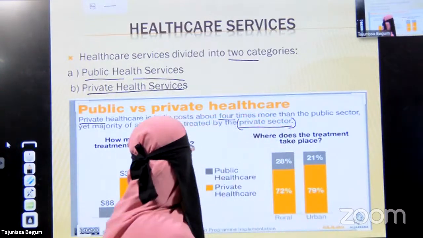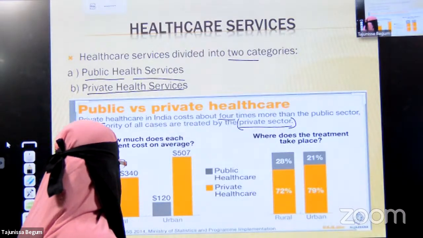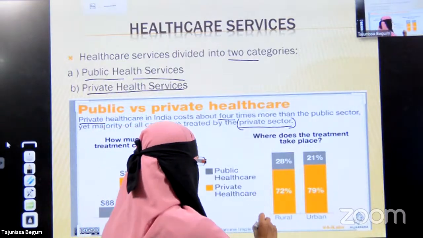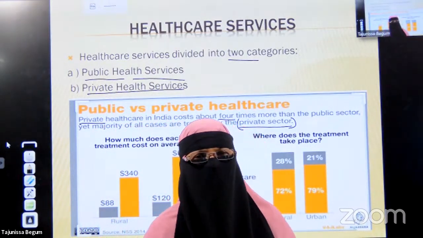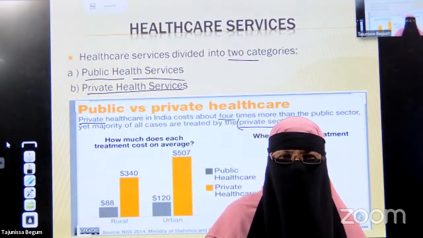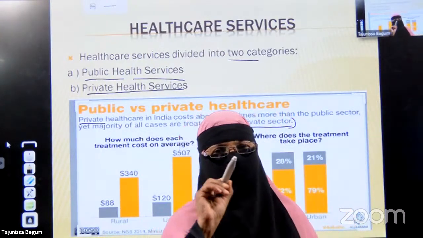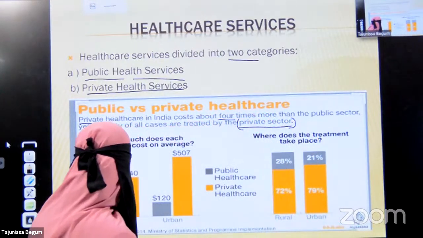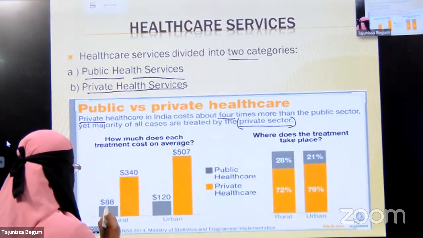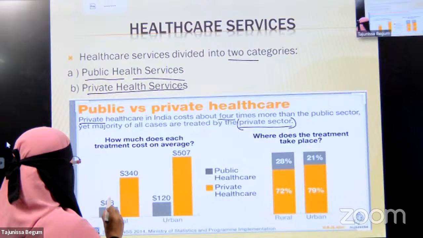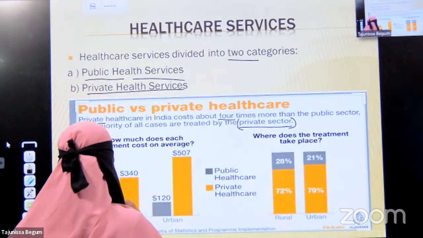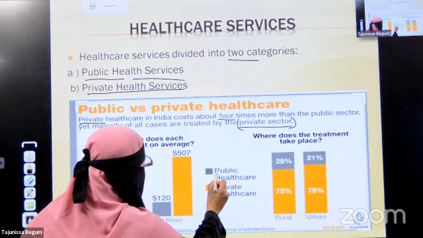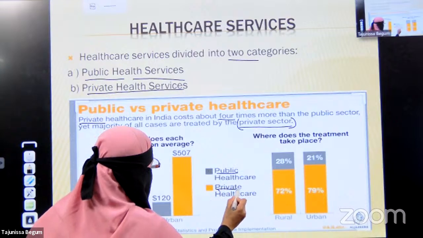We'll see how. Now, how much does each treatment cost on average? You can see rural areas and urban areas. Rural means villages. Urban means cities. Please make a note. In rural areas, this ash color here shows $88, the treatment in the public government sector. Public sector means government sector. Private sector means it is run by private people.